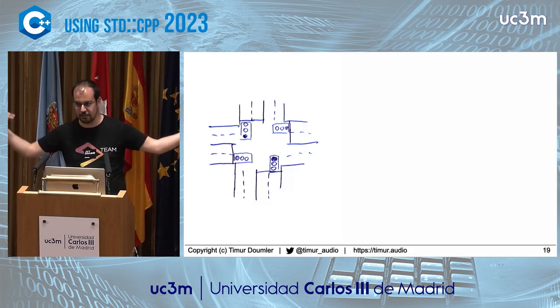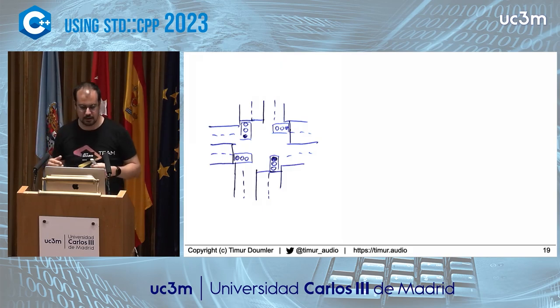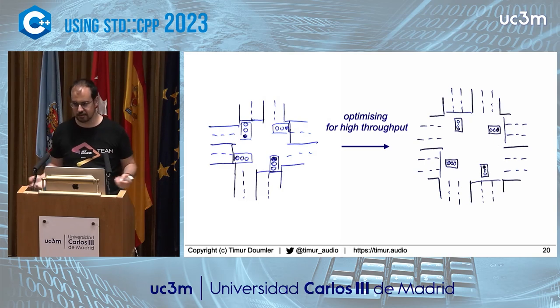And so you have cars flowing this way and cars flowing that way. And then you want to optimize the bandwidth. So you want to optimize the traffic flow, how many cars can pass through this intersection in both directions, right? If you're optimizing for high throughput, what you're going to do is add more lanes, right? So instead of having two lanes per direction, you're going to have three. And then more cars can flow through the intersection. That's an optimization for high throughput.